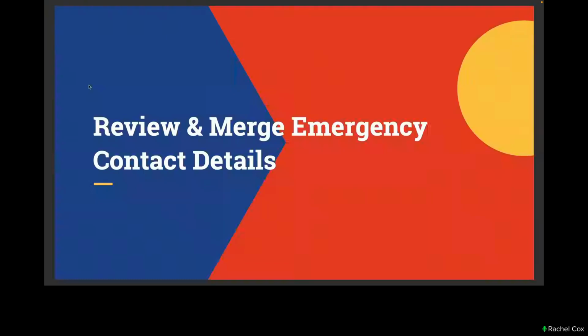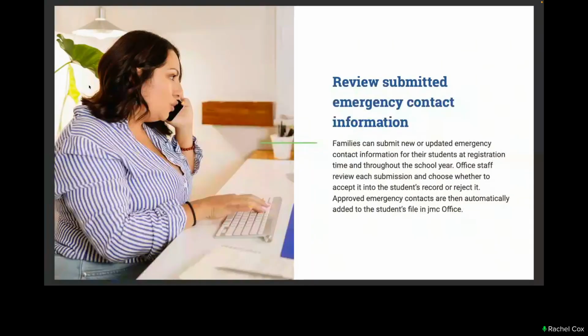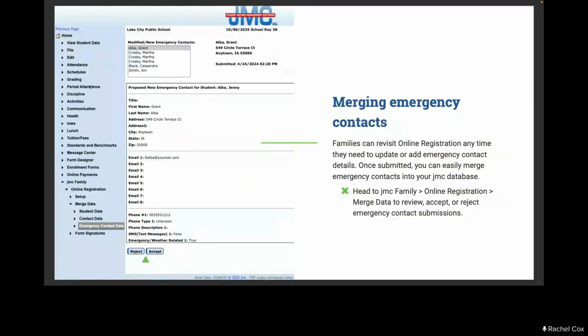We are going to start with reviewing and merging emergency contact details. Families can submit new or updated emergency contact information for their students at registration time and throughout the school year. Office staff review each submission and choose whether to accept it into the student's record or reject it. Approved emergency contacts are then automatically added to the student's file in JMC Office. Families can revisit online registration anytime they need to update or add emergency contact details.